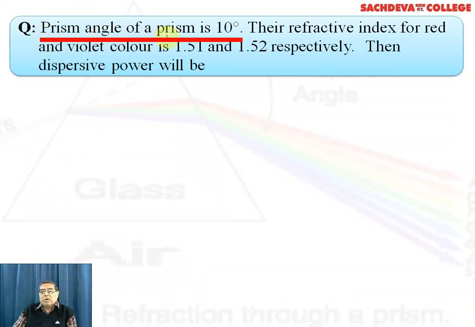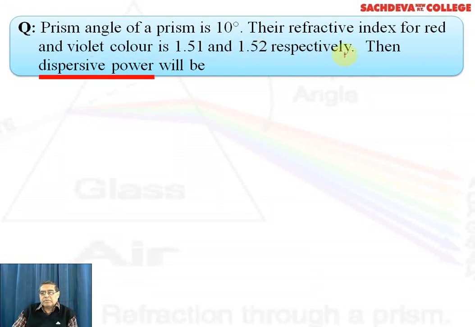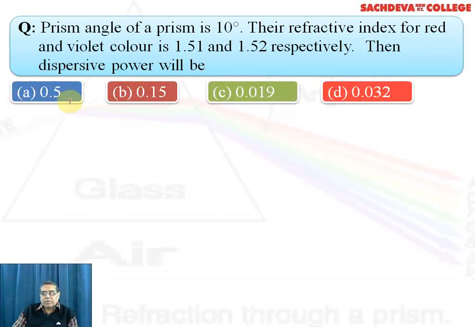Well, now we come towards the application of the prism. The angle of the prism is 10 degrees. The refractive indices for red and violet are given, that is, the values of NR and NV, mu R and mu V. We find here that for red color the refractive index is 1.51, and for violet it is 1.52. What is the dispersive power of that prism? So, these are 4 options given.